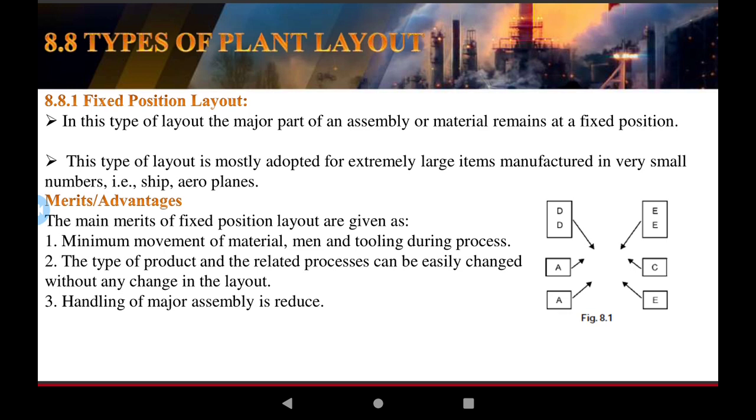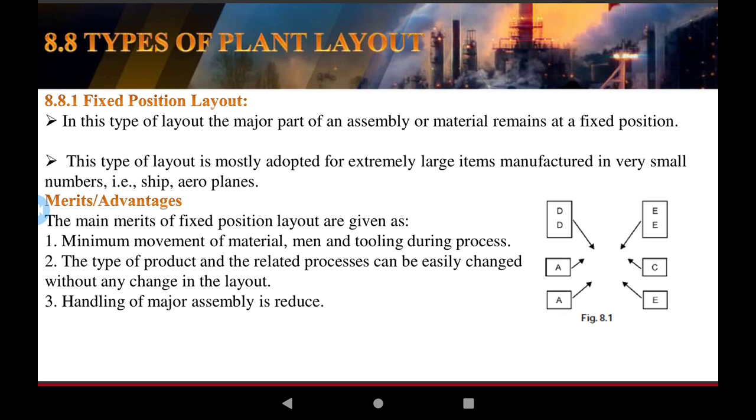Suppose we make an aeroplane's body. The aeroplane's body does not move from one space to another space. It stays only in a stable fixed position. Aeroplanes have a large area of structure and components, an application of the fixed position plant layout. And a ship also has a very large area of components and products. This is the fixed position plant layout.